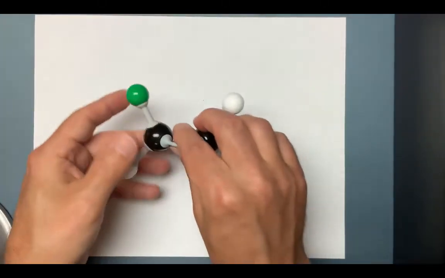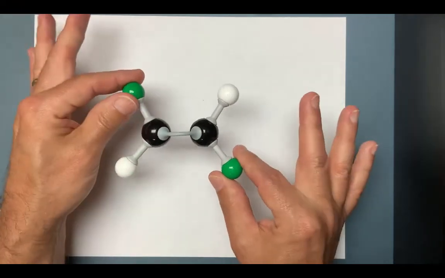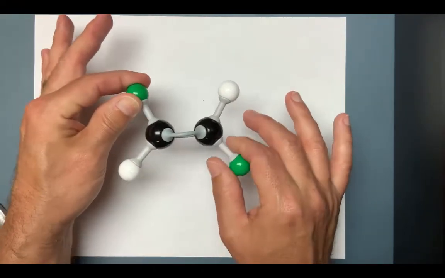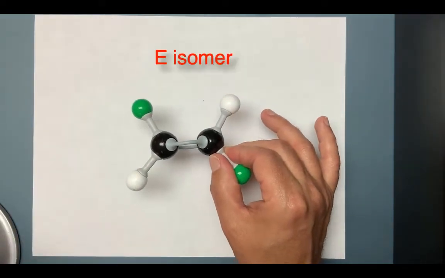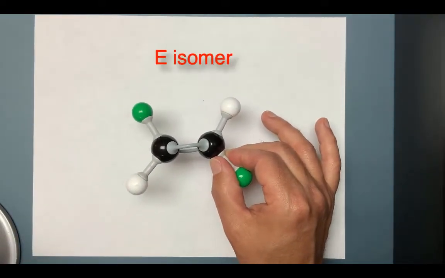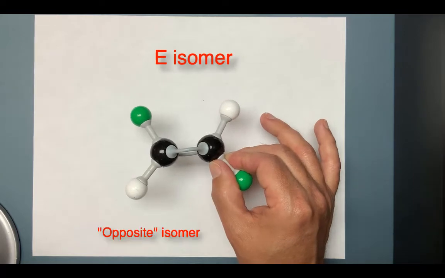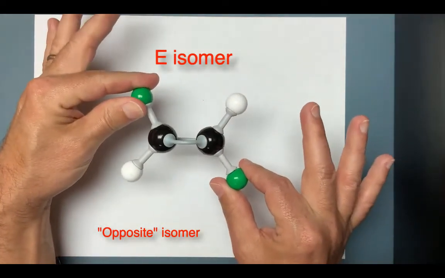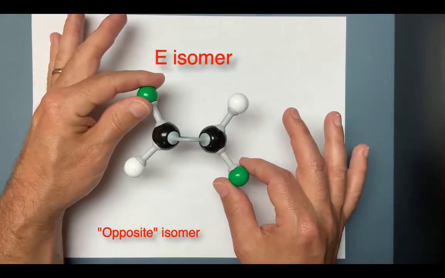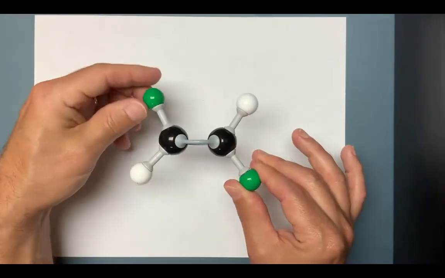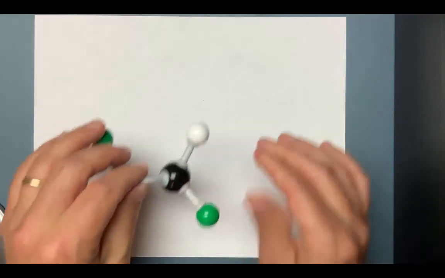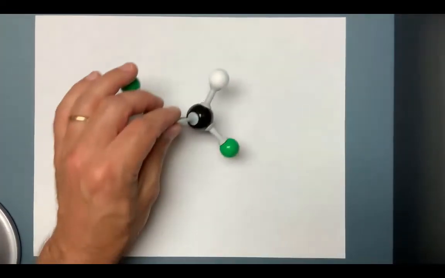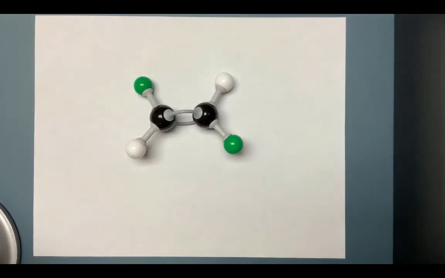This version of the same molecule, where the higher priority groups are now on opposite sides of the double bond fence, this is referred to as the E isomer, and that comes from the German word entgegen, which means opposite. So the higher priority groups, these two greens, are on opposite sides of the double bond fence as it is, and so that's the E isomer. So we could call that cis or Z, or we could call that trans or E.